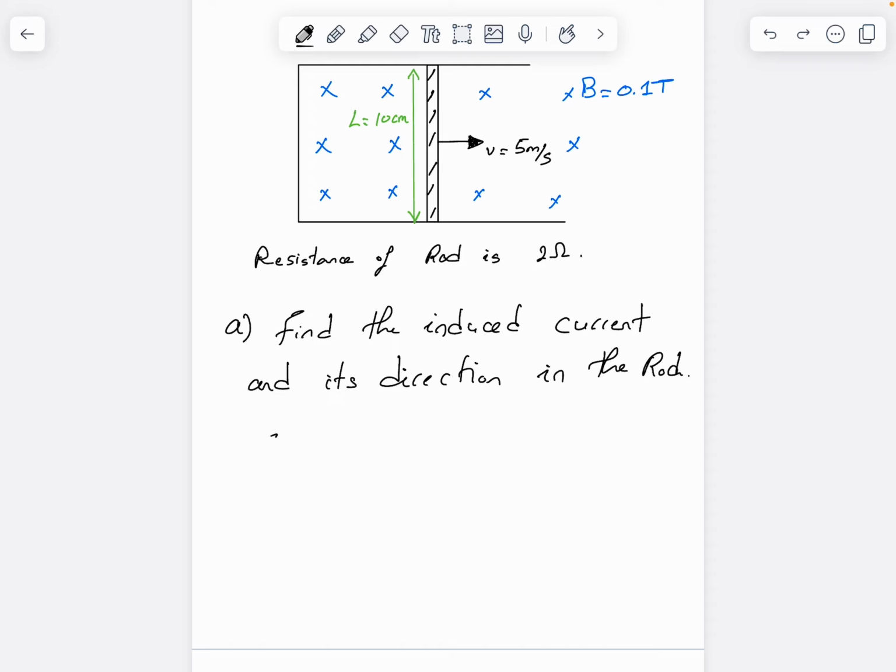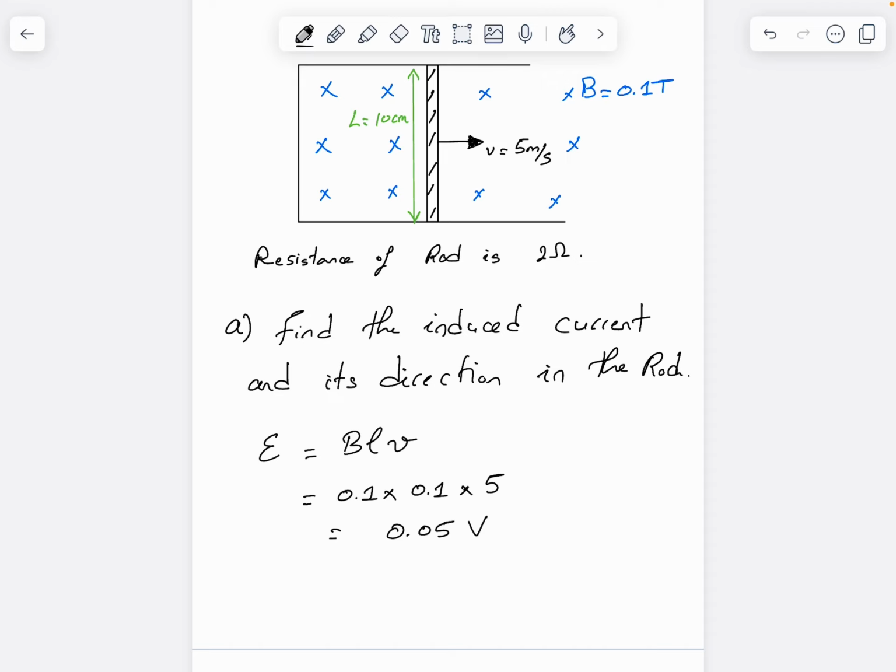Here, the induced EMF is called the motional EMF because it's due to the motion of the rod. So we have a formula here, which is EMF is B times the length times the speed. The magnetic field is 0.1. The length is 10 centimeters, which is also 0.1. And the speed is 5. So the answer will be 0.05 volts.